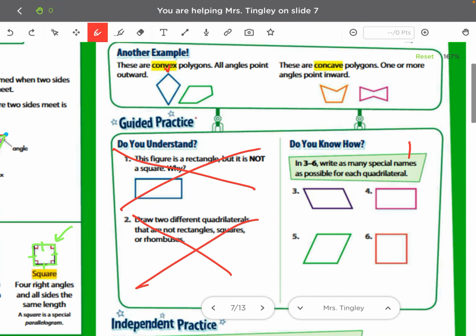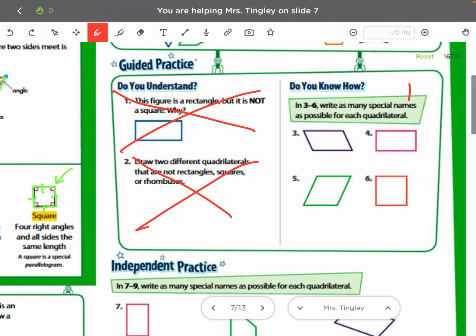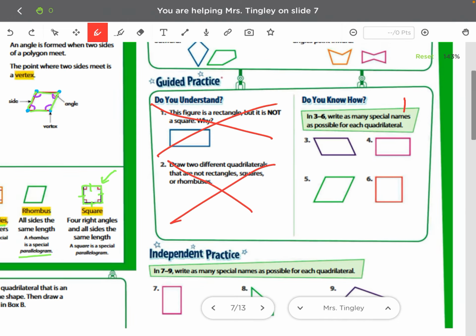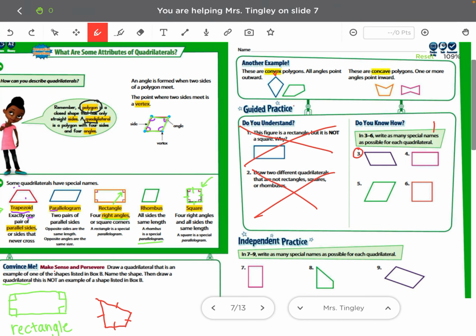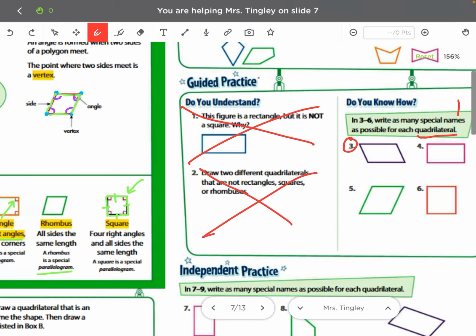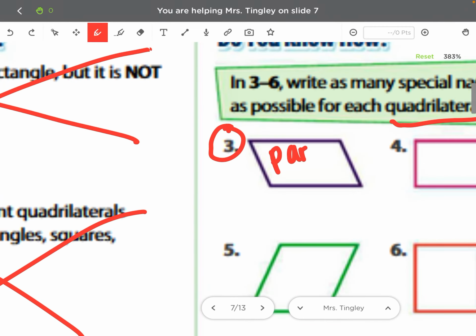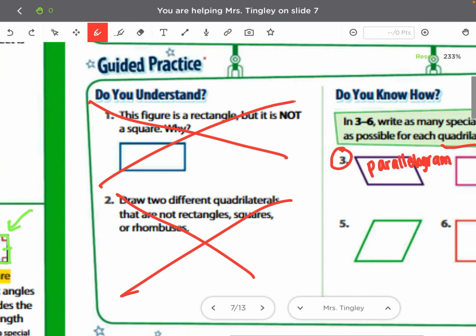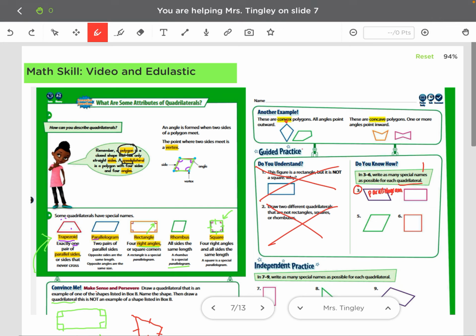Now we are going to skip these 2 parts and move on to do you know how? So we're writing as many special names as possible for each quadrilateral. So let's look at this first one. Well, I know it's a quadrilateral, and it looks just like a parallelogram, so that's the first one I can write. Go ahead and write parallelogram. And it doesn't have 1 pair of parallel lines, so it's not a trapezoid.